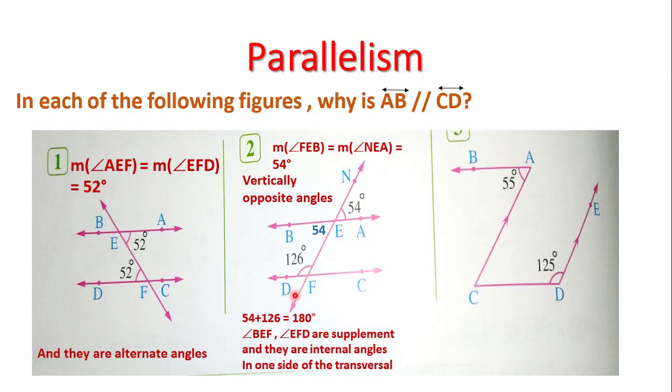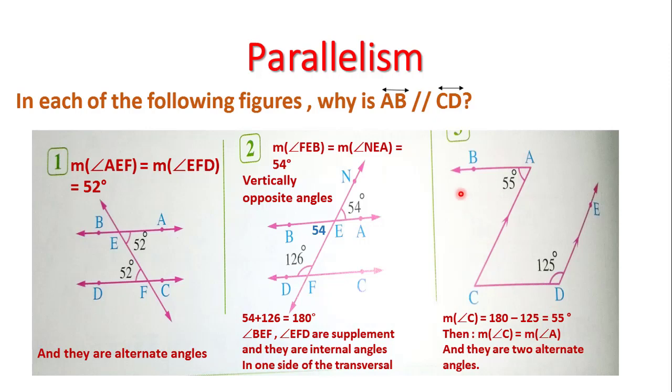AB is parallel to CD. Here we have two parallel lines, AC and DE. So the interior angle is 125. Here we have another angle. It will be supplementary to 125. So this angle will be 180 minus 125. It will be 55 degrees. So here we have 55. And here we have an alternate angle equal in measure to 55. Okay, that means the two straight lines AB and CD are parallel.